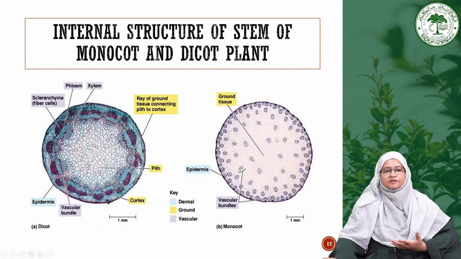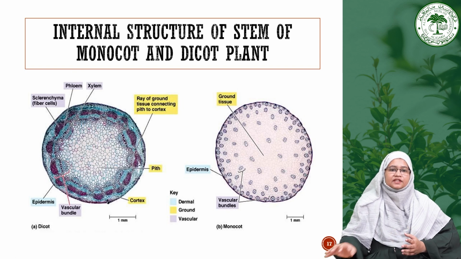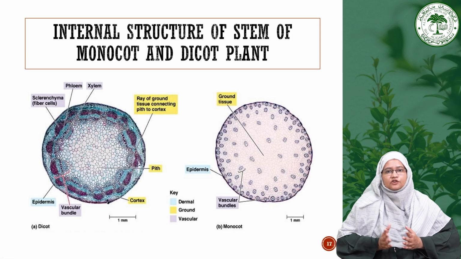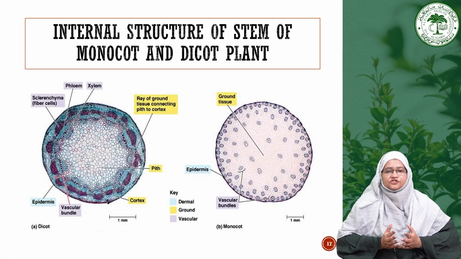They don't have a cambium and they don't show secondary growth, while the dicots have open vascular bundles that have xylem and they are arranged in a ring. So this is one of the bases of classifying the two groups, monocot and dicot, and we can easily identify these two groups on the basis of their stem anatomy.